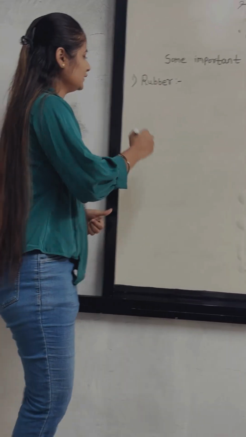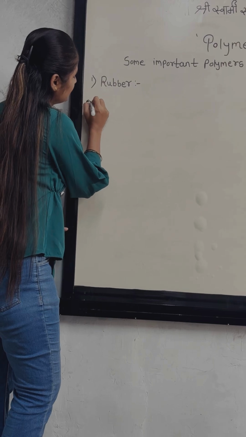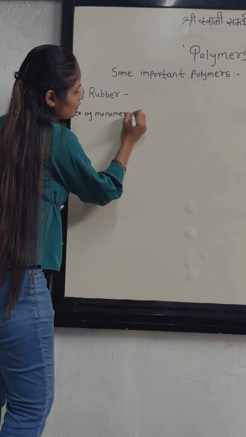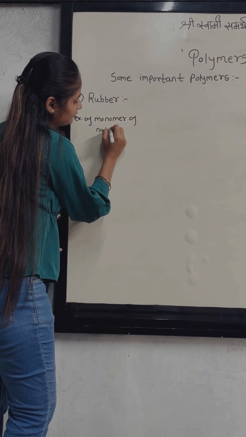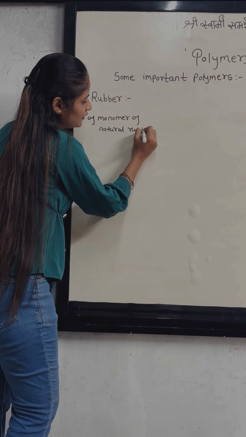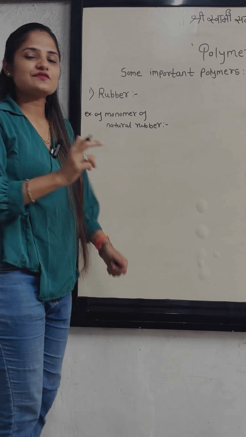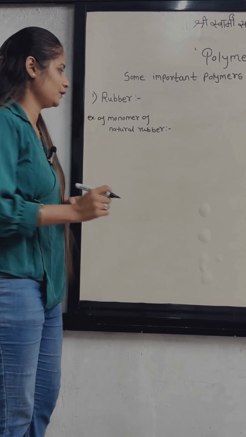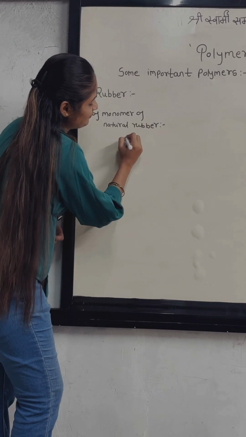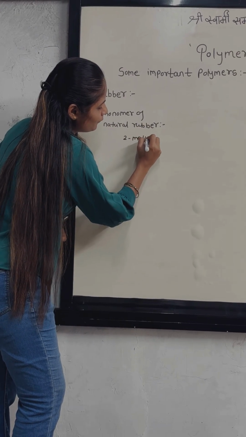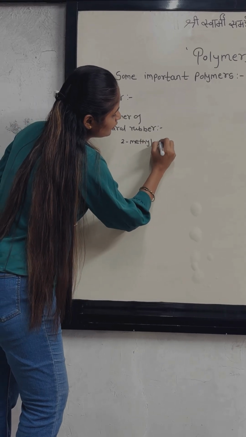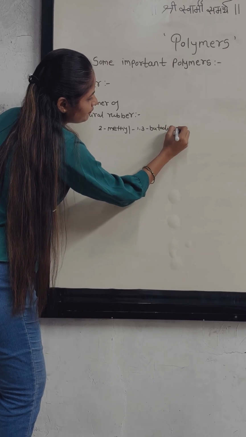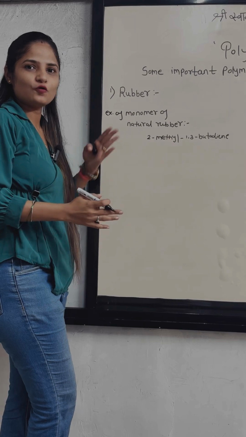For example, the monomer of natural rubber, that is isoprene or 2-methyl-1,3-butadiene. It is the monomer of natural rubber. Okay, so first we have to write the structure, that is 2-methyl-1,3-butadiene. We know butadiene means it is a 4 carbon structure.